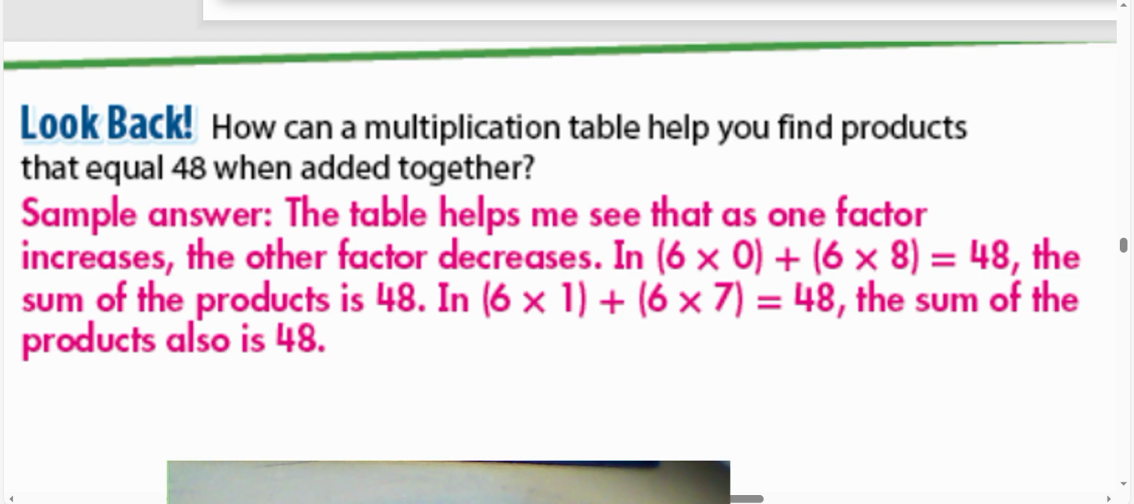Use, like, 6 times 0 plus 6 times 8, because the table helps me see that as a factor increases, the other factor decreases, and 6 times 0 plus 6 times 8 equals 48. The sum of products is 48, and 6 times 1 plus 6 times 7 equals 48. The sum of products is also 48.